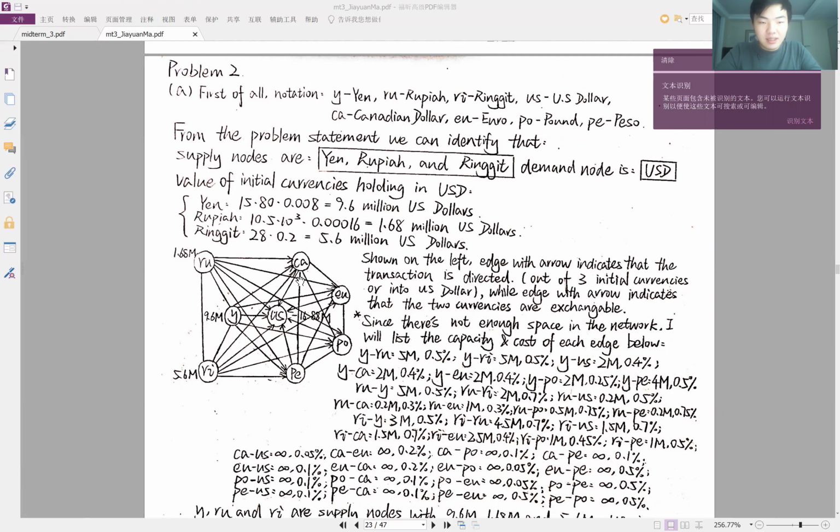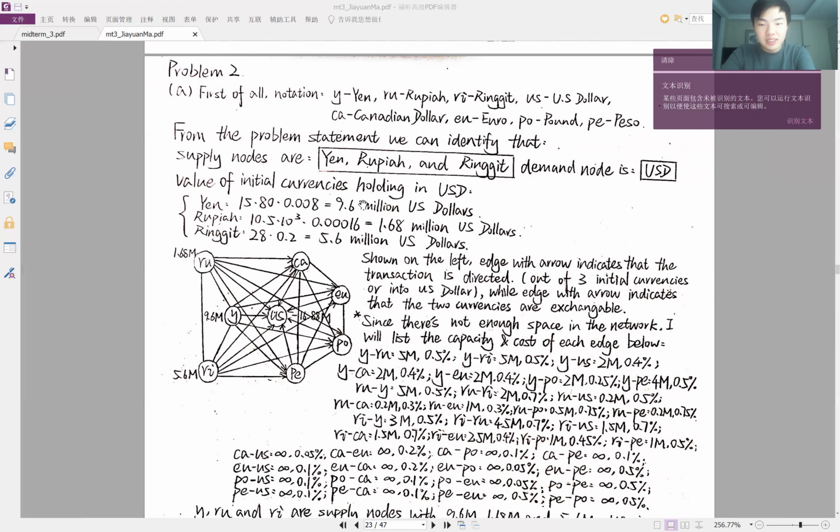And you can see here when there's a line segment with an arrow, it indicates that we only convert the currencies in one direction. For example, we will definitely not convert US dollars into yen because this is not the direction that we want. We want to convert everything into US dollars in order to control these worse and worse situations and use the US dollars that we obtain to purchase US bonds.